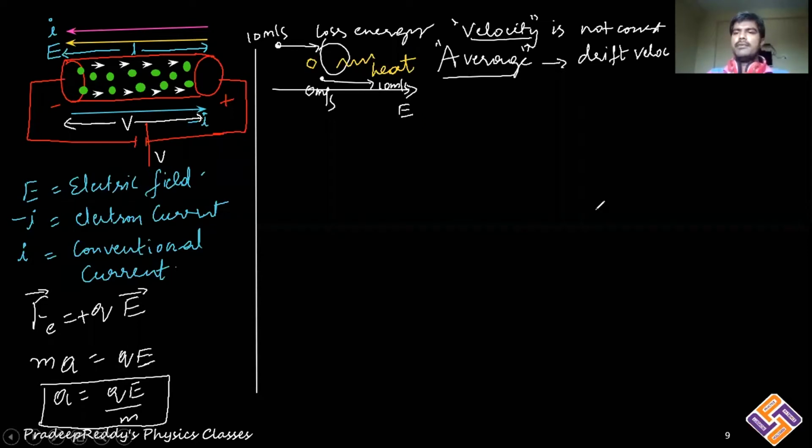So that average velocity which is gained by an electron under the electric field is treated as drift velocity, and this drift velocity is denoted with Vd. Now we are taking this drift velocity in such a way. For example, let me take this charged particle whose velocity is 10 meter per second.